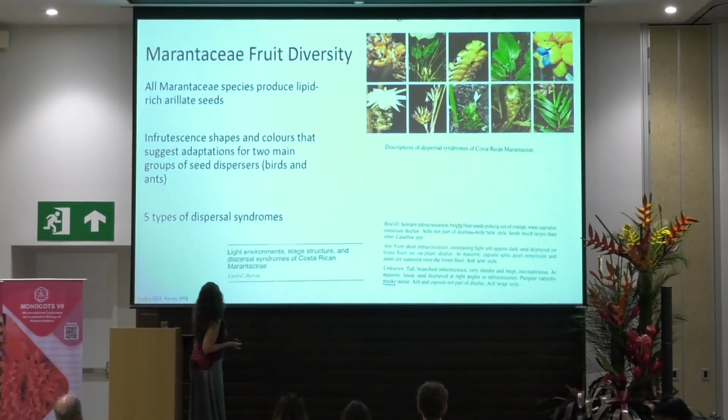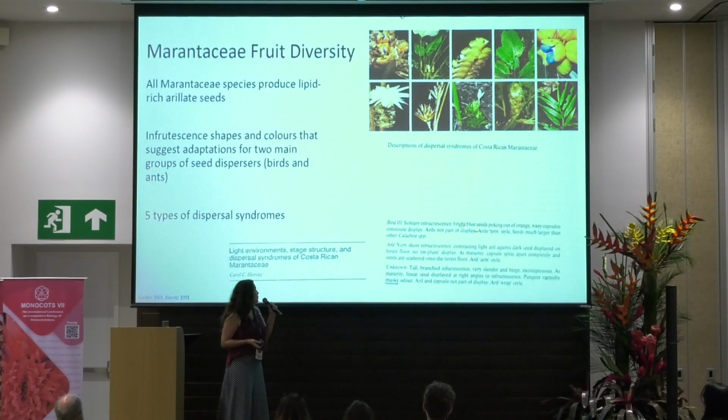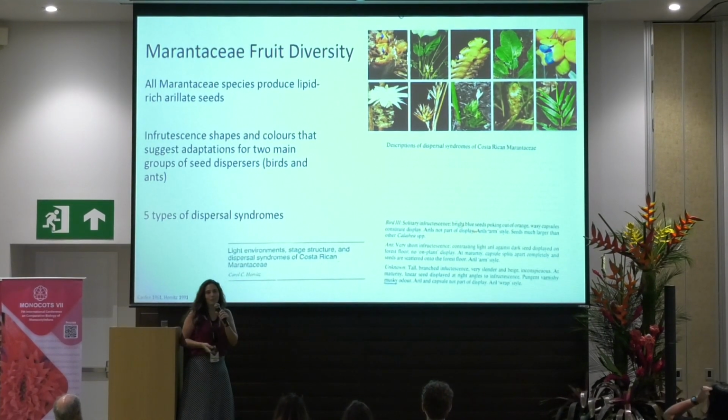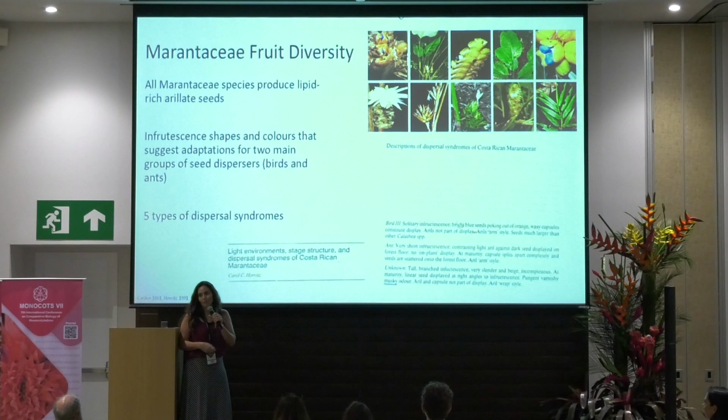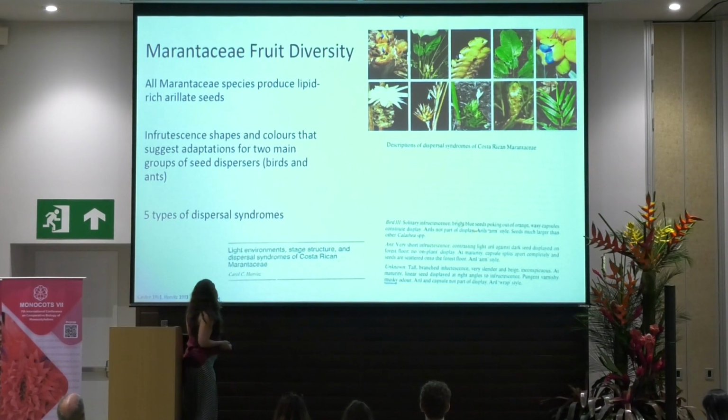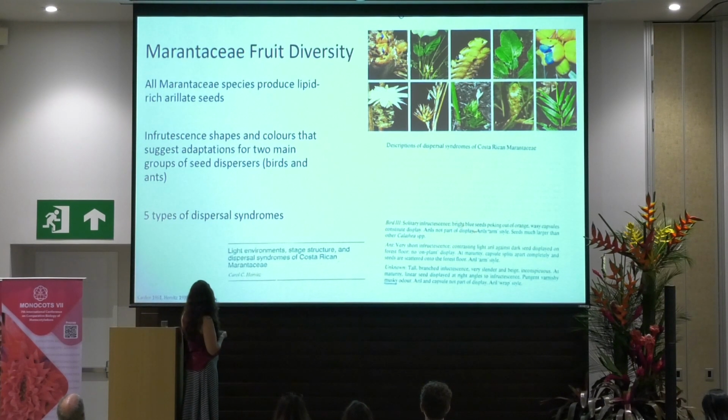So we know that Marantaceae is this beautiful family and has beautiful flowers and fruit as well. And there are two main dispersers groups, the birds and the ants. And Carol Horvitz and her collaborators worked a lot with Marantaceae here in Costa Rica, and she has this study about the 5 dispersal syndromes.